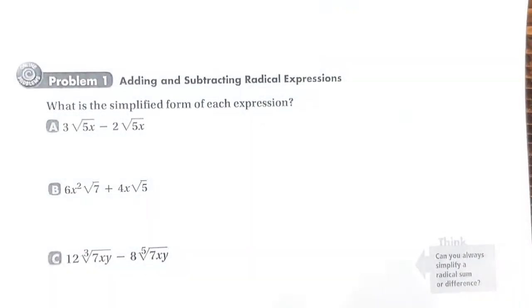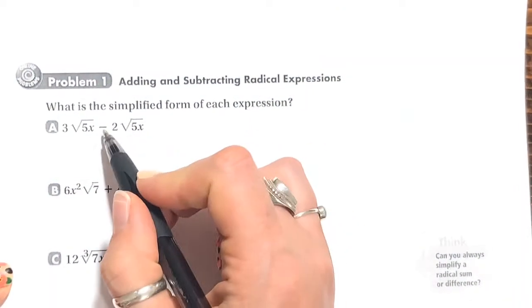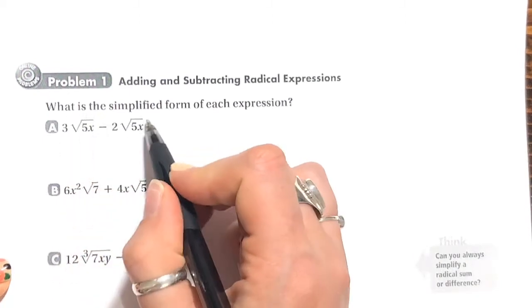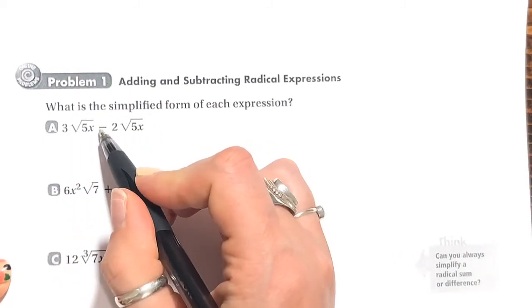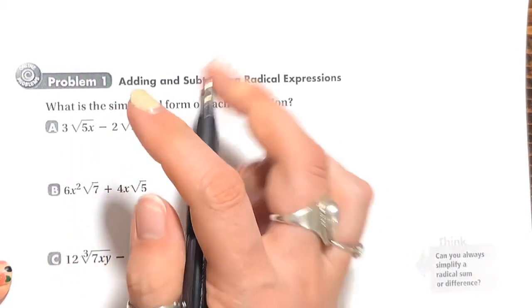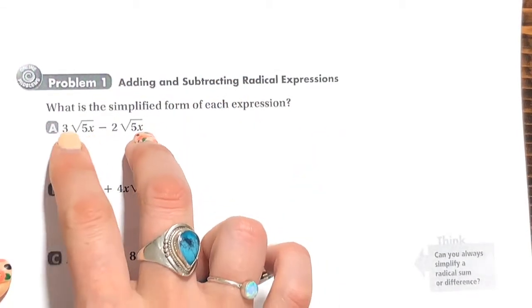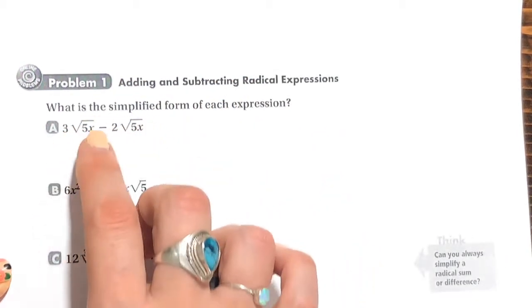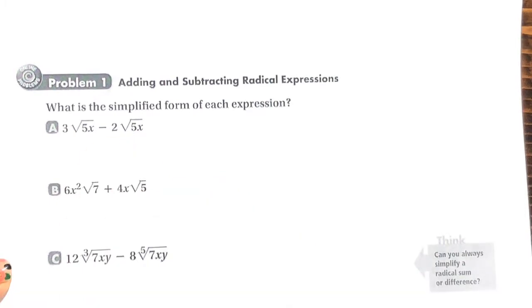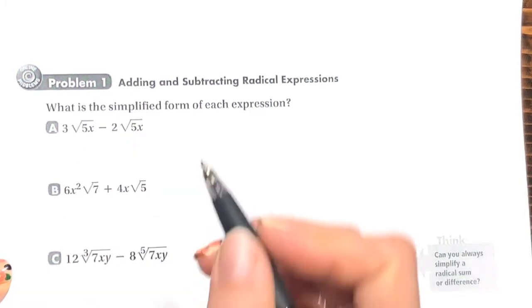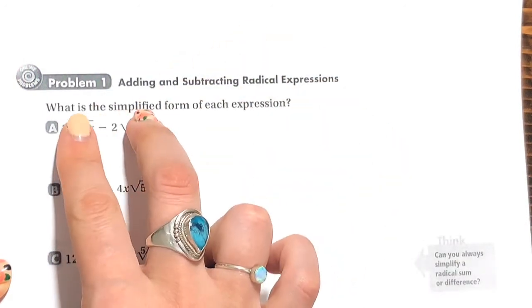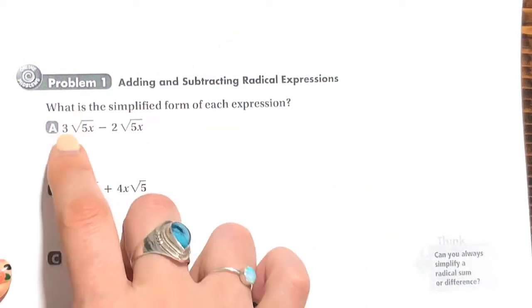So on this, it says, what is the simplified form of each expression? And you see that we have this radical, and they're being subtracted. So the first thing you want to look at is to check that your radicals match. These are both square roots, and they both have a 5x on the inside. So that means they're the same type, so we can go ahead and subtract them. So again, we don't do anything with the radical. You're just looking at the coefficient.